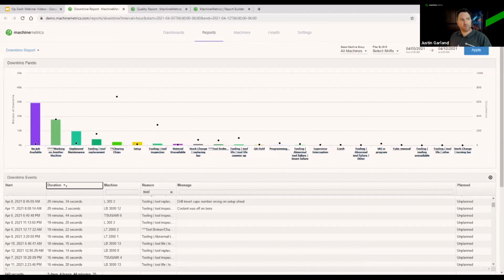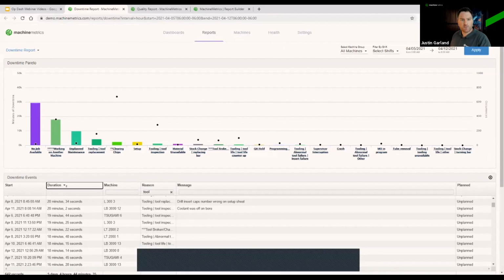Outside of MachineMetrics, we also integrate into other systems, which Jacob will touch on as well.